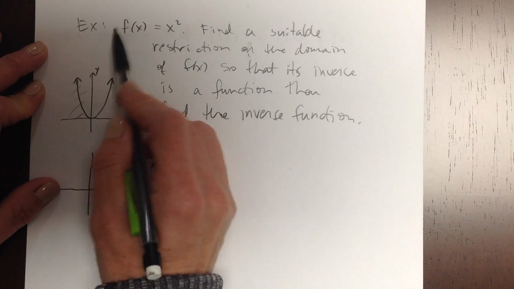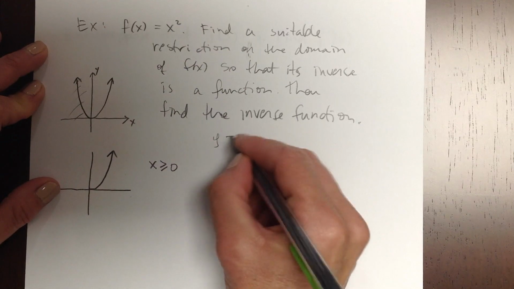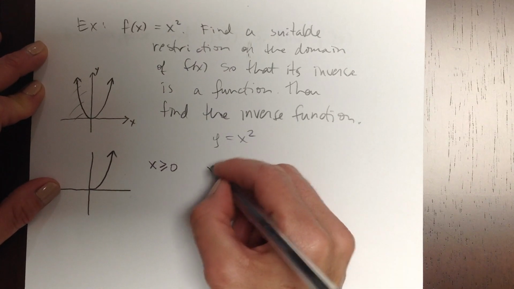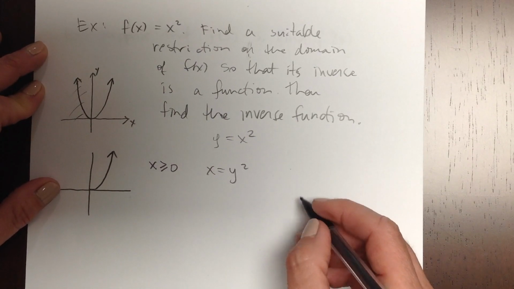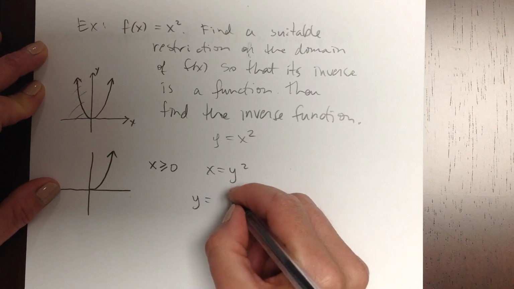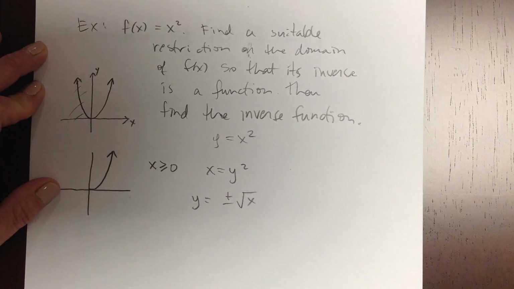So what I do is I switch the x and the y. The original is y equals x squared, so I make it x equals y squared. I solve for y, and I get y equals plus or minus the square root of x. So I've got to figure out which one it is, and it's going to depend on the restriction we made.